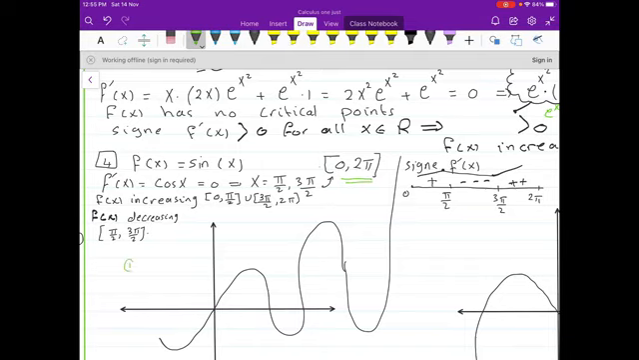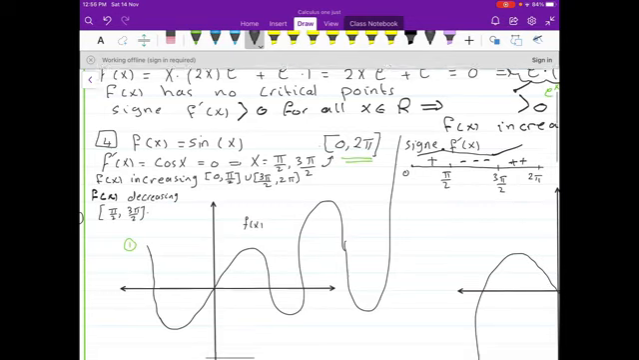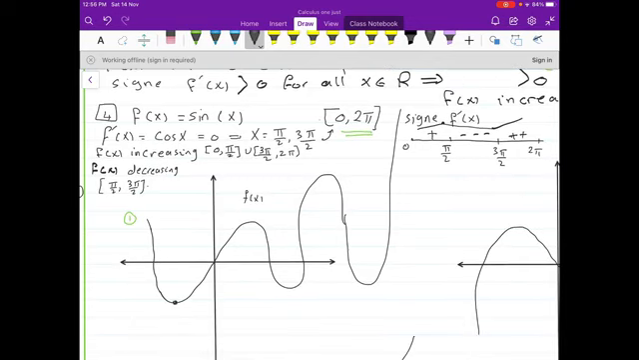Now look at this graph. This function f(x) is decreasing, then increasing, so this point is a local minimum. And the function is increasing, then decreasing, so this point is a max. And this is a local max.